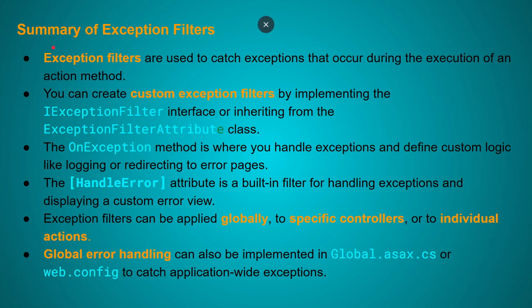So, a summary of exception filters. Exception filters are used to catch exceptions that occur during the execution of an action method. You can create custom exception filters by implementing the IExceptionFilter interface or inheriting from the ExceptionFilterAttribute class. The OnException method is where you handle the exception and define custom logic like logging and redirecting to an error page.